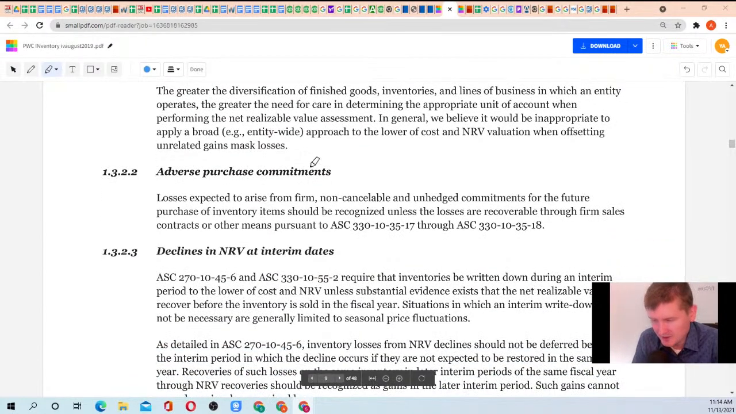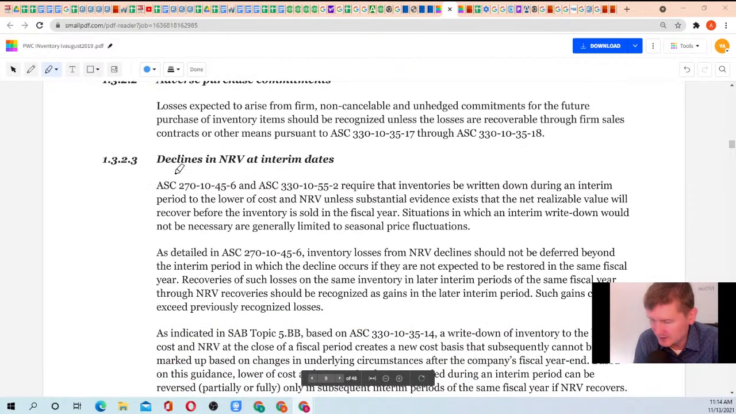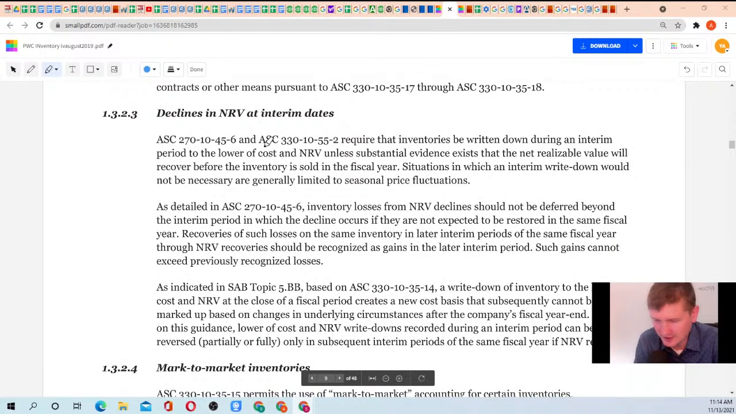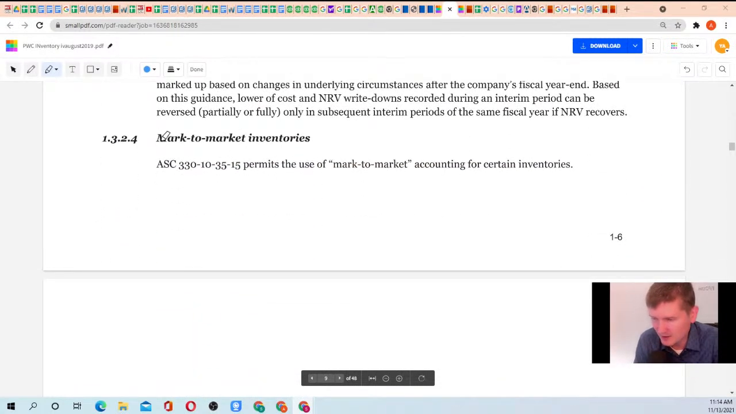Adverse purchase commitments. That's what you also need to keep in mind: if you are committed to some inventory, to some fixed price purchases, you might be able to impair inventory unless you have other means to recover that. Declines. So if you report interim financial statements, you might want to recognize NRV on interim too.